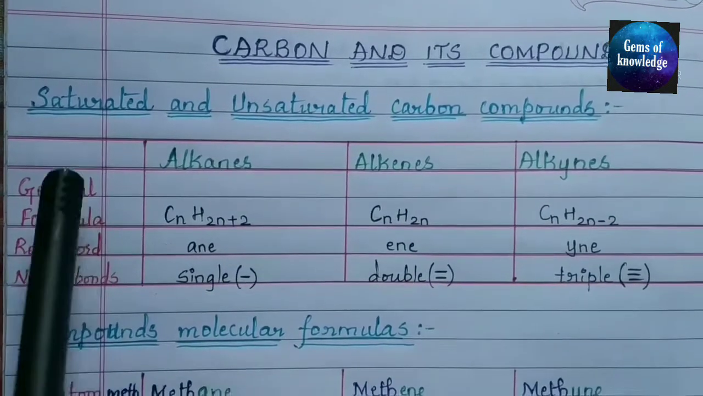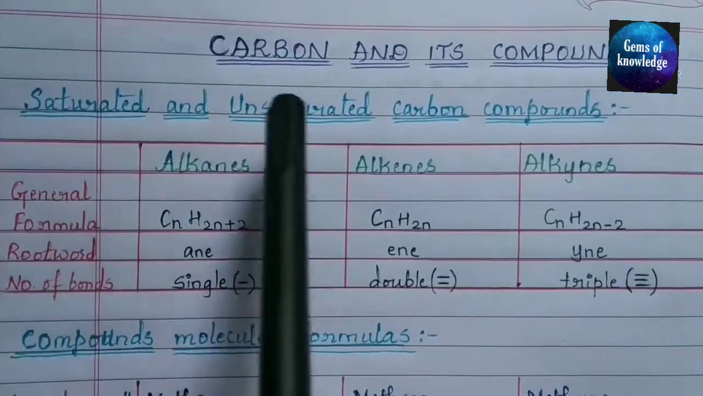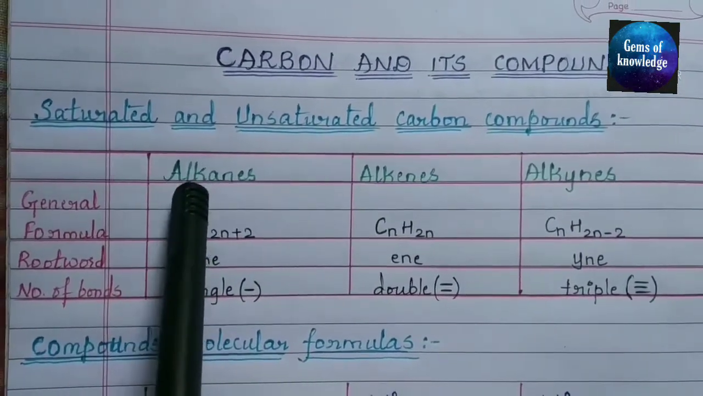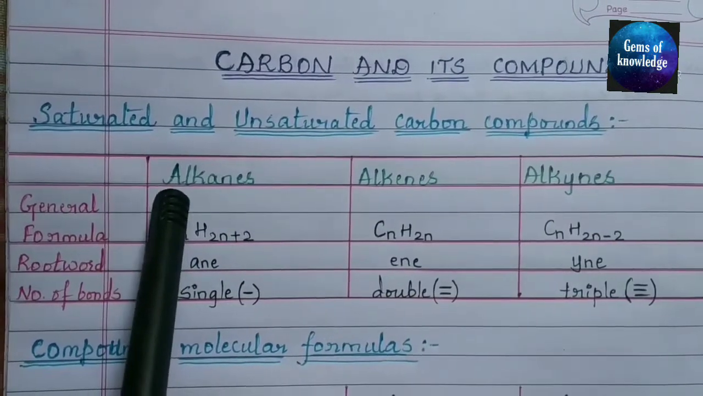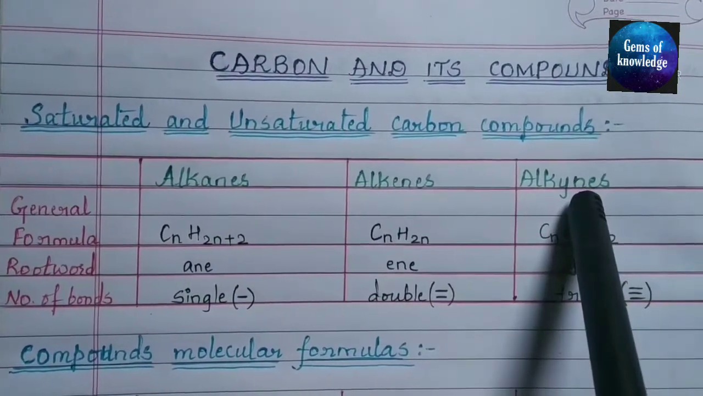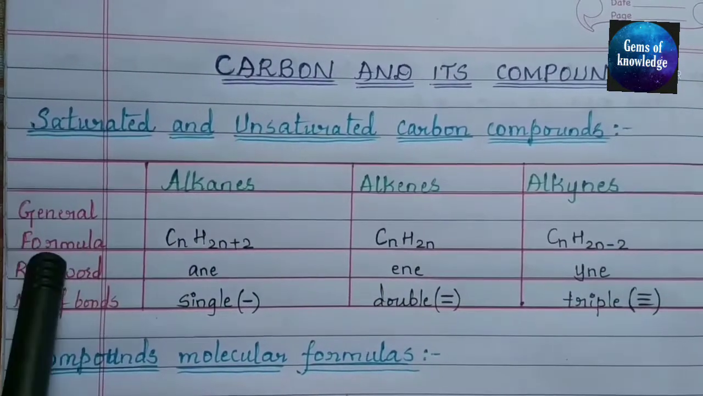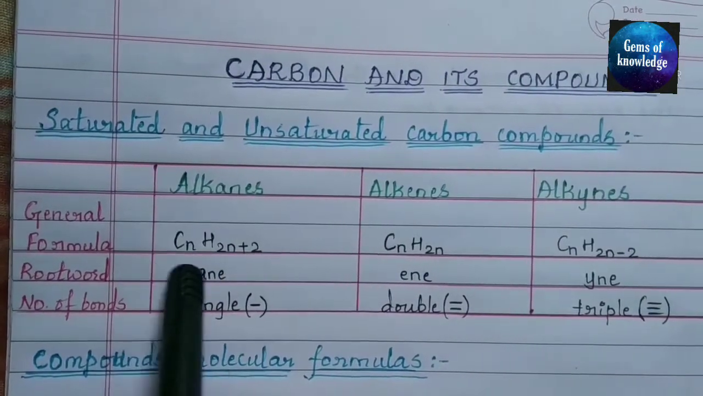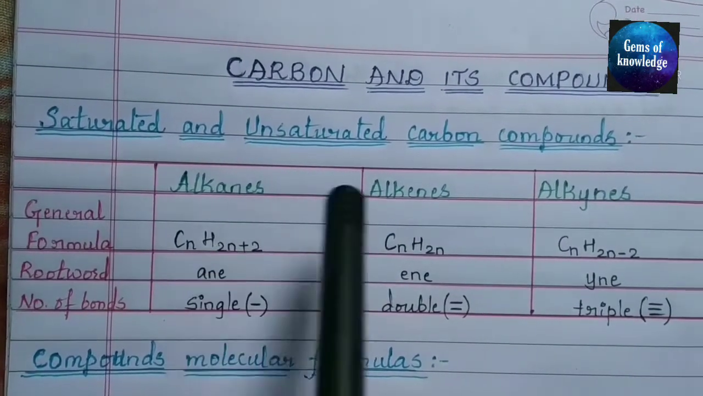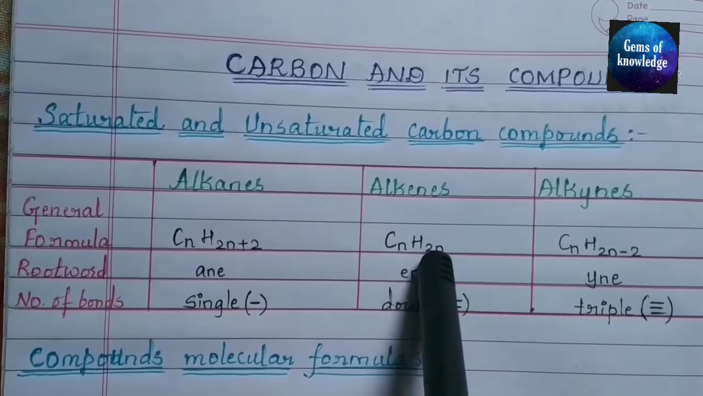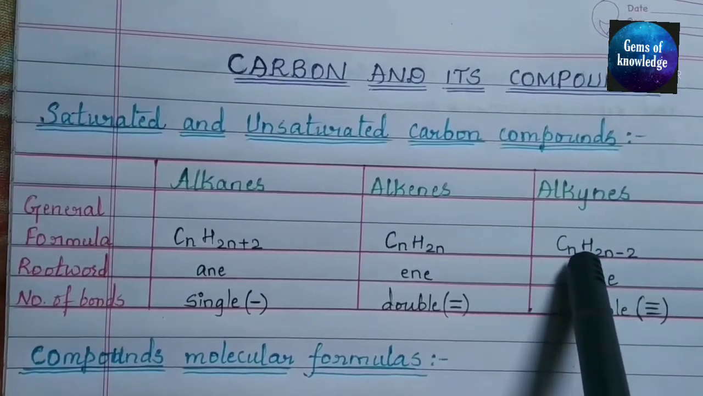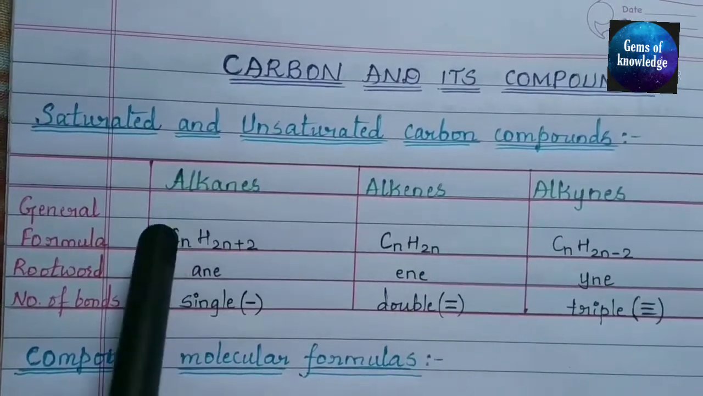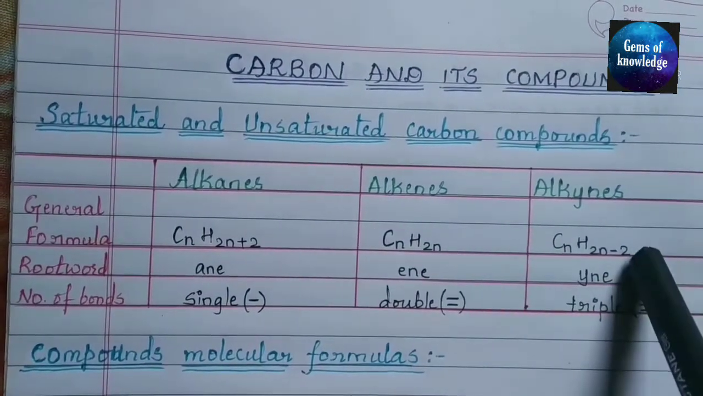Okay, so the first thing we have to study is the saturated and unsaturated carbon compounds. There are three types of compounds: alkanes, alkenes and alkynes. The general formula to write alkanes is CnH2n+2, so using this you can easily write all the alkanes. Similarly, for alkenes it is CnH2n, and for alkynes it is CnH2n-2. Using these general formulas you can easily write all the compounds of alkanes, alkenes as well as alkynes.